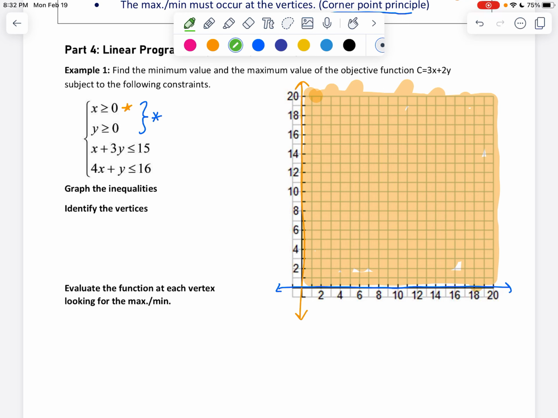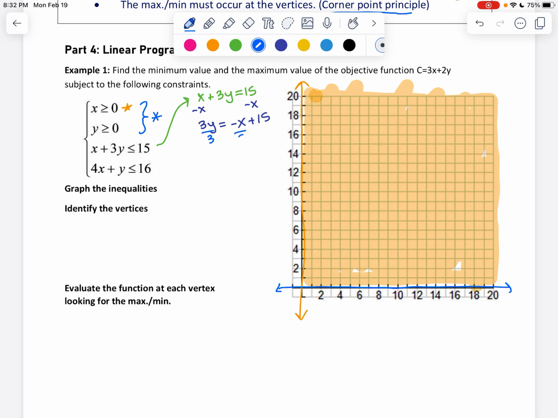The first thing I need to do before I'm ready to graph this is get it into slope-intercept form. So I'm going to take this, I'm going to replace that inequality with an equal sign. And I'm going to go ahead and solve for y. So I'll subtract over x. I get 3y equals negative x plus 15.